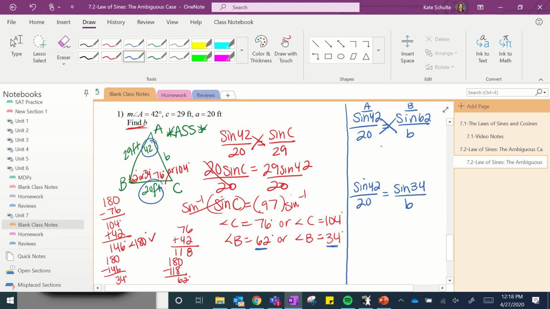Now we cross multiply. This one's going to be easier because we don't have to find the angle measure here. So this is B times sine of 42 equals 20 times sine of 62. Divide by sine 42, and that should give us our answer on our calculator. Same thing down here: I'm going to cross multiply, then we can plug it in our calculator. 20 sine 34, divide by sine 42.